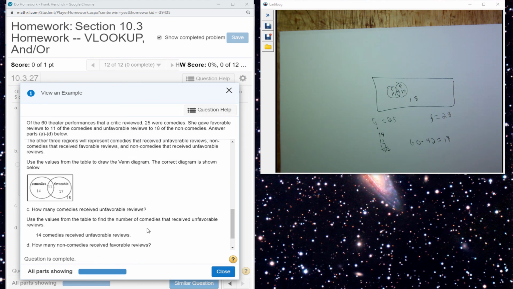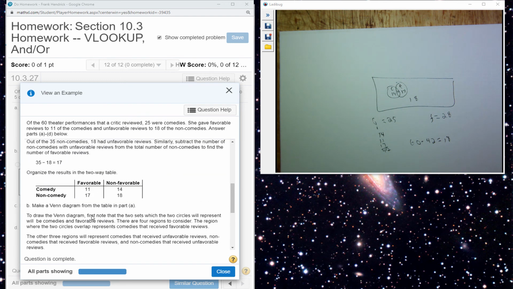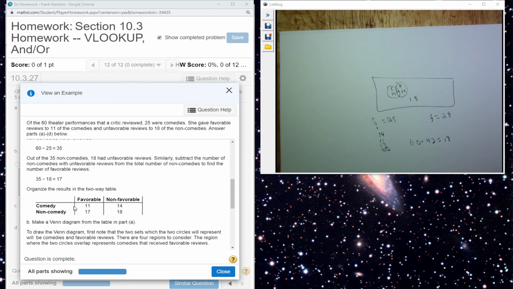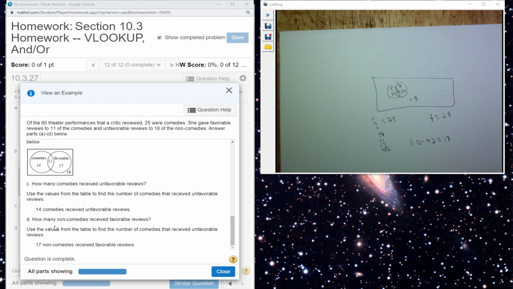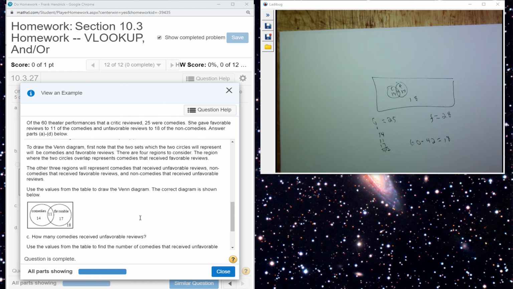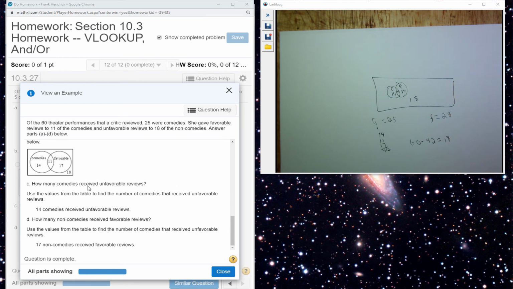Then they asked the question, how many comedies received unfavorable reviews? So you look at the table here. How many comedies received unfavorable reviews? 14. How many non-comedies received favorable reviews? Non-comedies, 17. And that's all they ask you to do there.